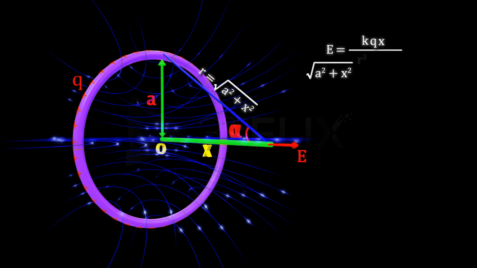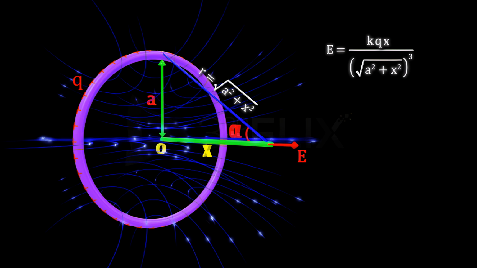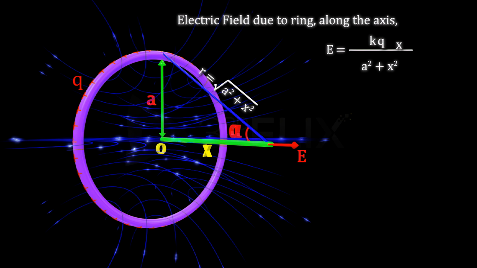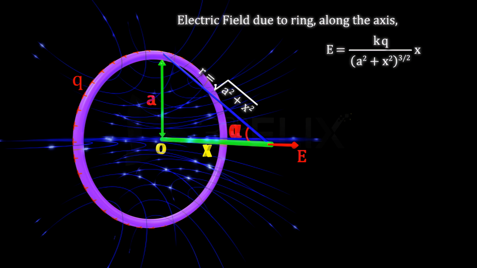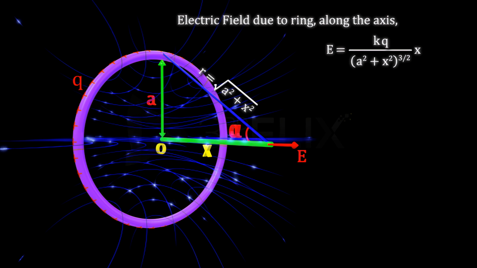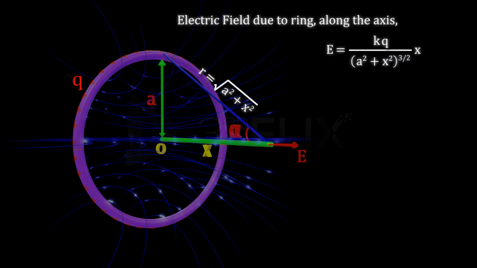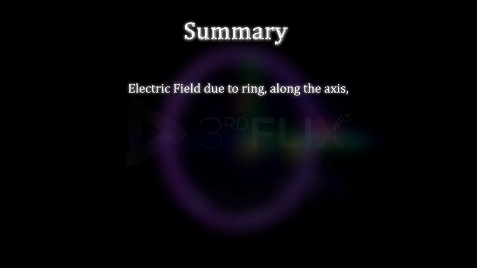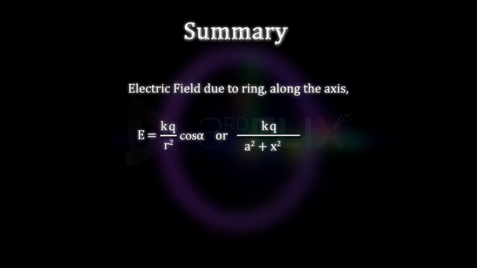So E is equal to kqx by r cube. Substituting r with root over a square plus x square, the magnitude of the electric field due to the ring along the axis becomes kq by (a square plus x square) the whole to the power 3 by 2 into x. Summary: the magnitude of the electric field due to a ring along the axis is kq by r square cos alpha, or kq by (a square plus x square) the whole to the power 3 by 2 into x.